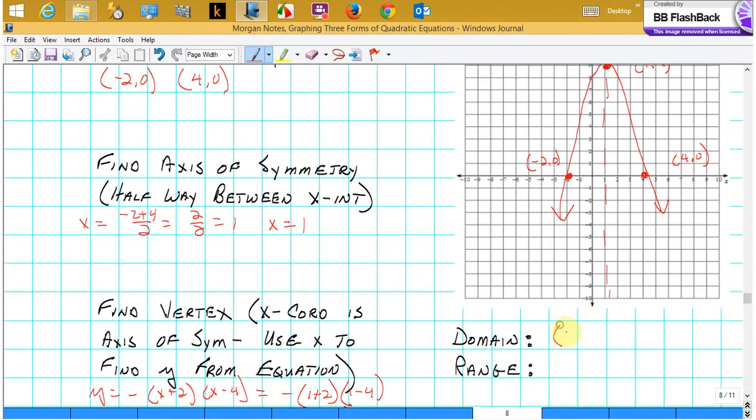Domain is all reals. The range is going to be all the values where y is less than or equal to positive 9. So that means that it's going to be negative infinity to 9. We always think about it as moving from lower y values to upper y values.